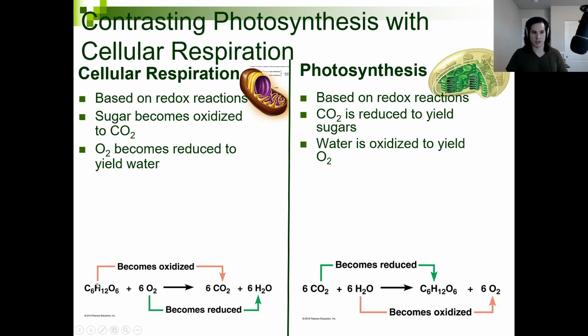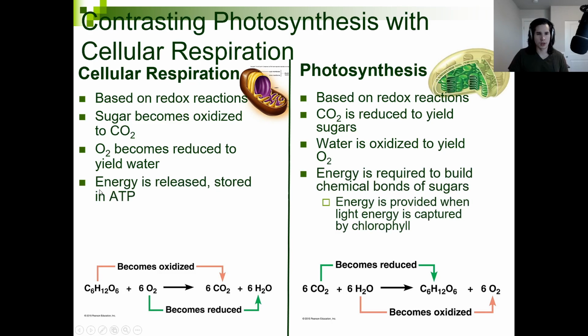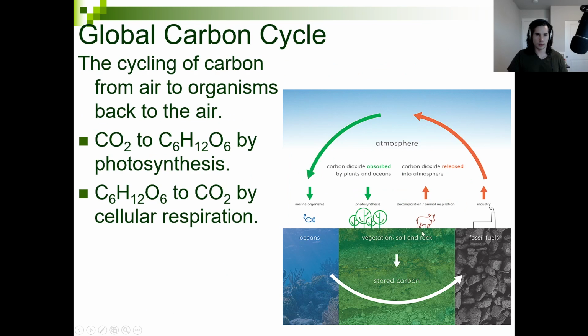Your glucose becomes oxidized in cell respiration into CO2, and your oxygen becomes reduced into H2O. Remember, it's the final electron acceptor of your electron transport chain of cell respiration in the mitochondria. In cell respiration, energy is released, stored as ATP, and in photosynthesis, energy is required. Remember, it's endergonic, and so energy is used to create another type of potential energy.